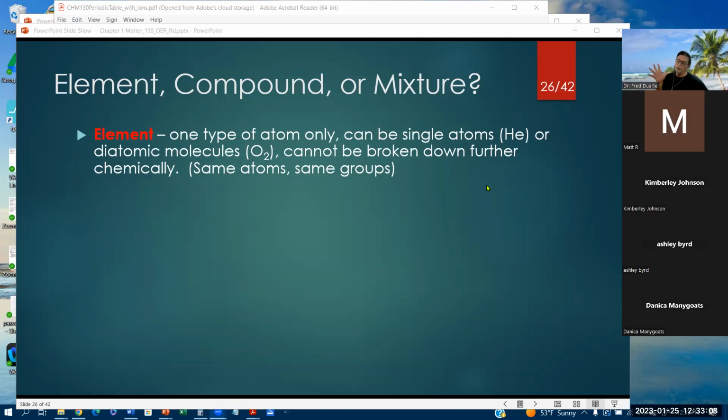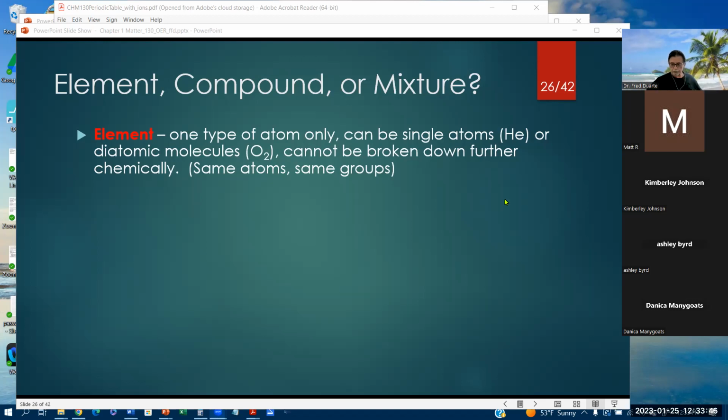The element is just simply one type of atom in itself. Okay, it could be either single elements like I discussed, or it could be the diatomic like oxygen. We can't break these down any further chemically. We can break them down to the subatomic particles. Atoms are made up of, at least the subatomic particles that we're going to talk about, proton, neutron, and electron. Now we can remove electrons, we can add electrons, we can even play with the protons and neutrons, but when we do that, we create different species, okay?